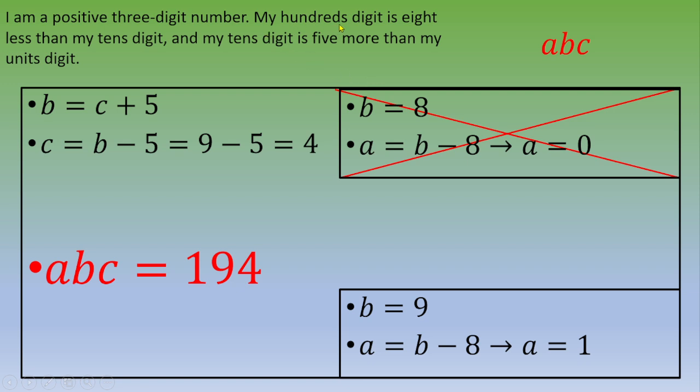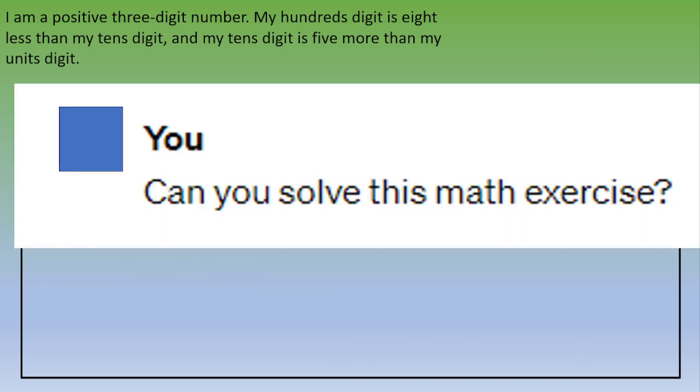So then let's check with the text. My hundreds digit is 8 less than my tens digit: 8 plus 1, this is 9. And my tens digit is 5 more than my units digit: 5 plus 4, this is 9. So this is correct.